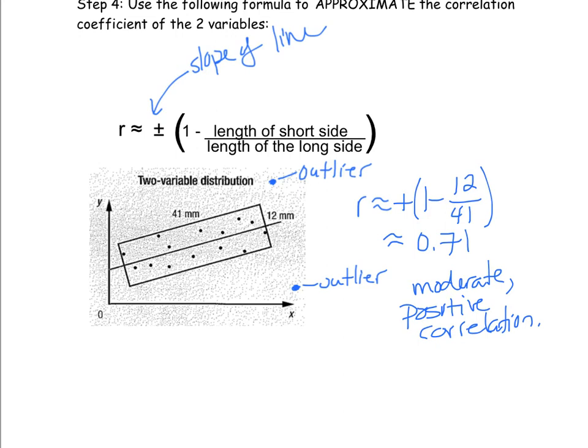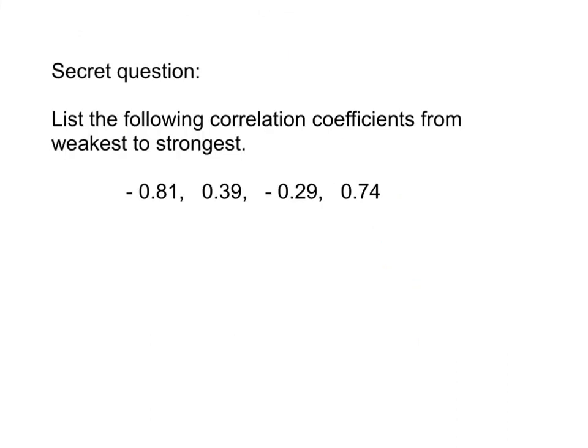Okay, don't stop the video now. Now I'm going to show you the secret question that I'd like you to answer for next class. So this is the question from the video. I'd like you to write this down and solve it, please, and bring it to class, and I'll be checking it next time we meet. So list the following correlation coefficients from weakest to strongest. Put them in order from weakest first, which one is the weakest correlation, to the strongest.